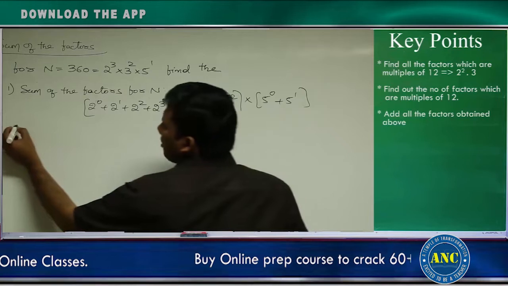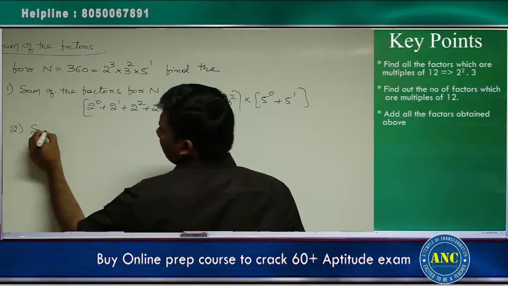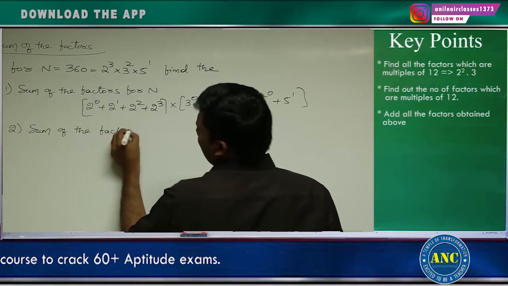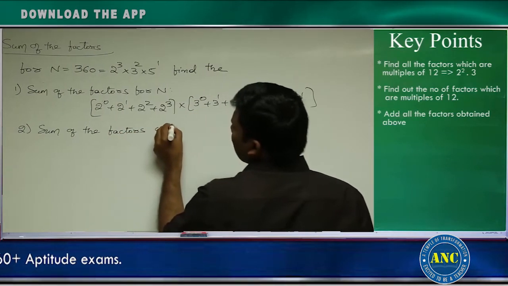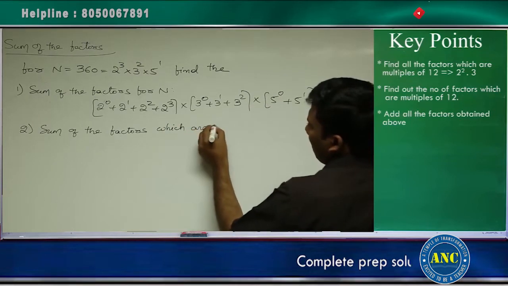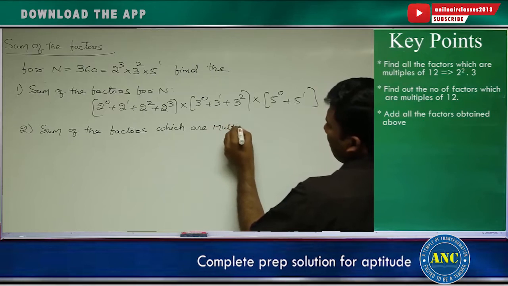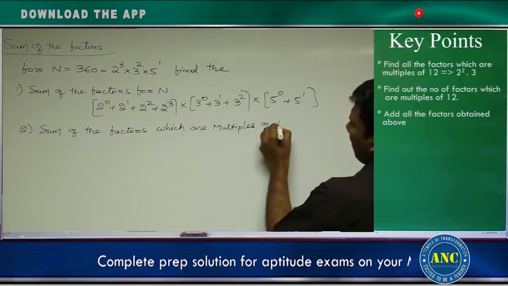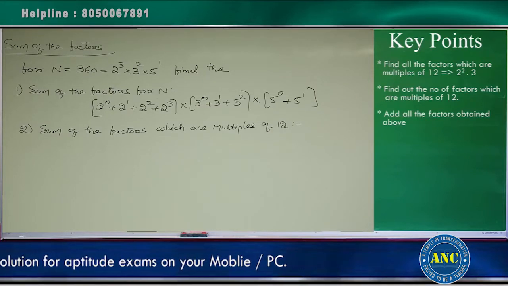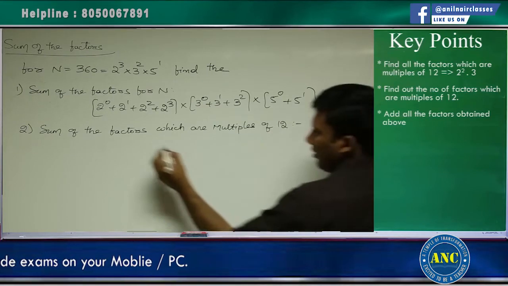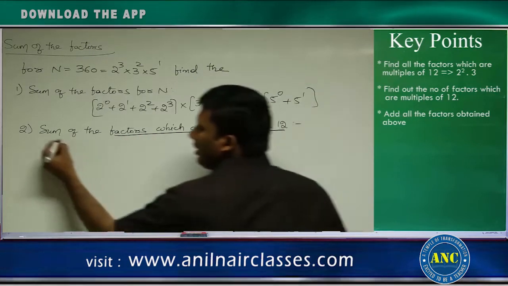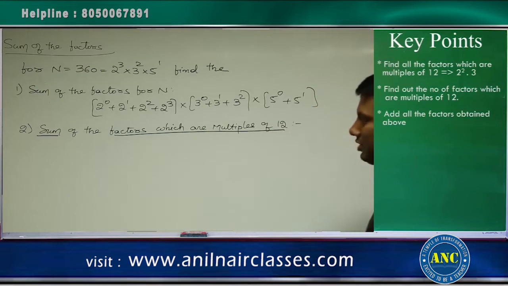Next one. Sum of the factors which are multiples of 12. There are two questions in this one. First, to find out all the factors which are multiples of 12 and then add them. Am I right? First, what we'll do?